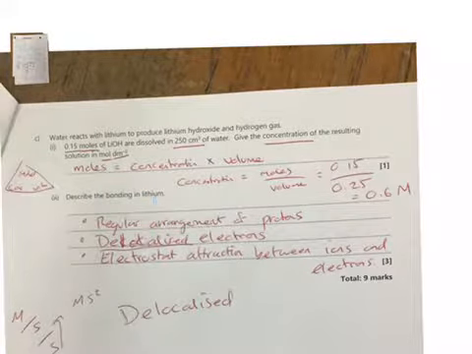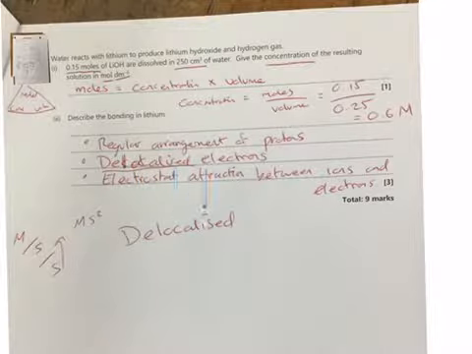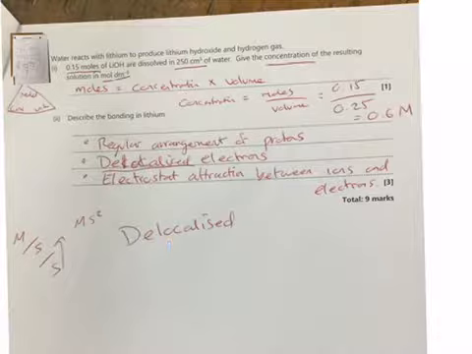Well, lithium is a metal, so it's going to be anything relating to metallic bonding, isn't it? So a regular arrangement of positive ions, delocalized electrons. I was doing this with a class and spelt delocalized wrong. And then electrostatic attraction between ions and electrons. So there's the word delocalized there, and that's 3 marks. So an easy 3 marks there for remembering that. And then that's only worth 1 mark.